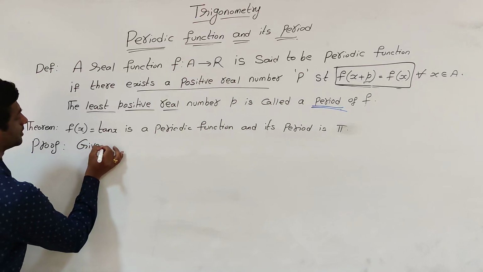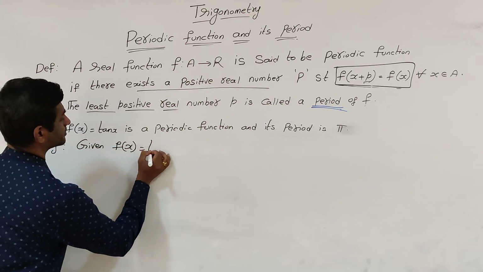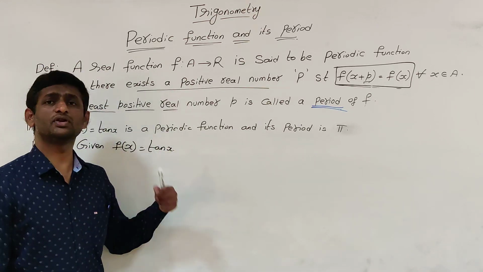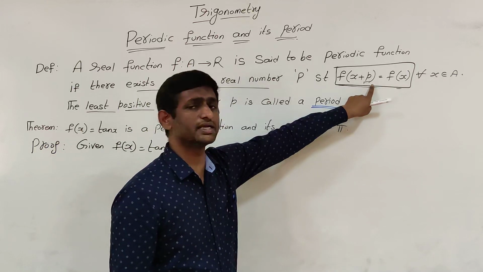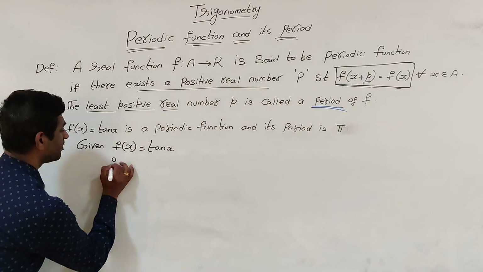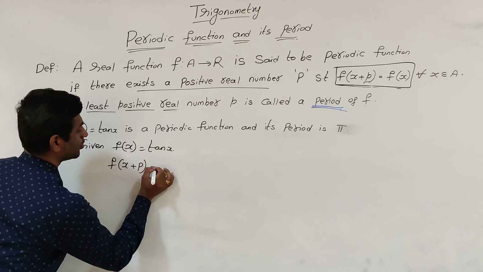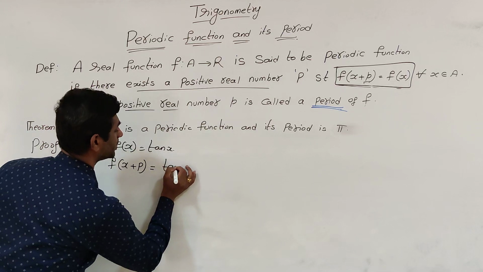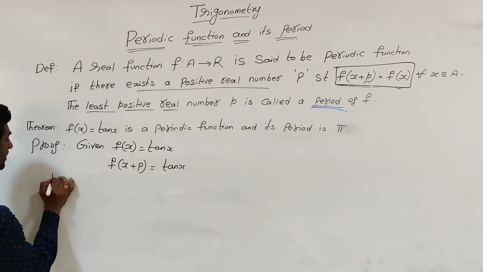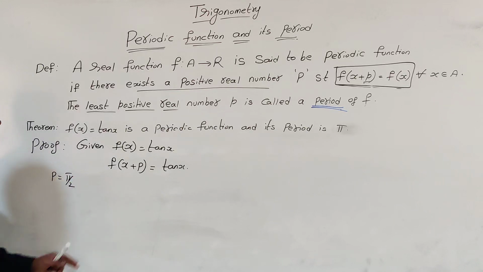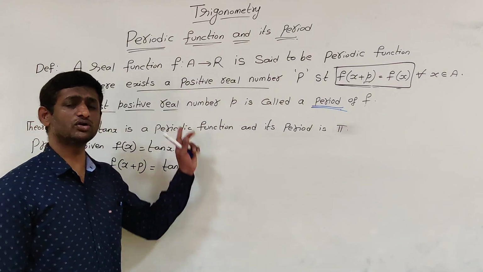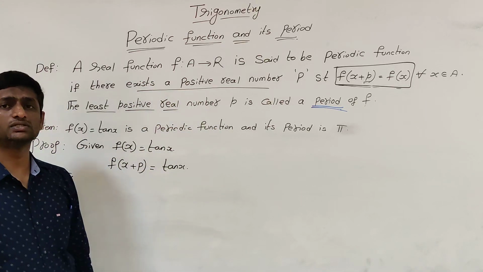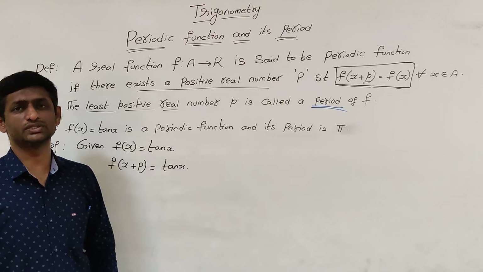Given f of x is equal to tan x. In order to say that it is a periodic function, it should satisfy the condition. Now, f of x plus p should be the same as f of x, meaning that should also be tan x. Now we'll go for p is equal to pi by 2. p cannot be 0, because as we have mentioned, it is a positive real number, meaning it should be greater than 0. p should always be positive.